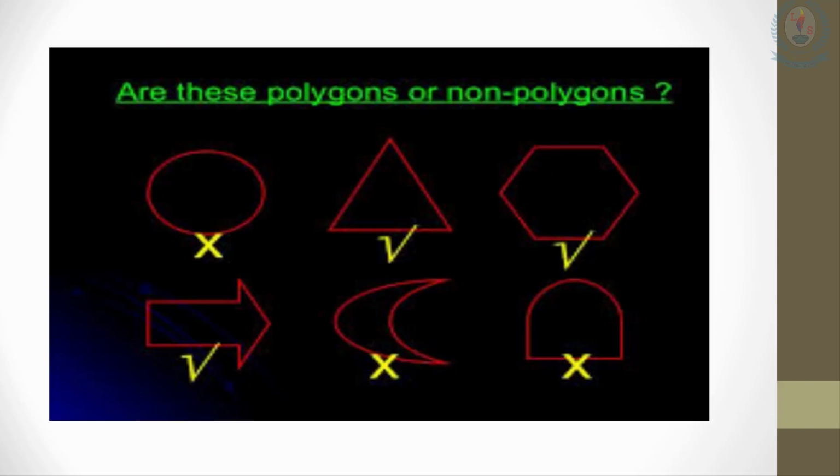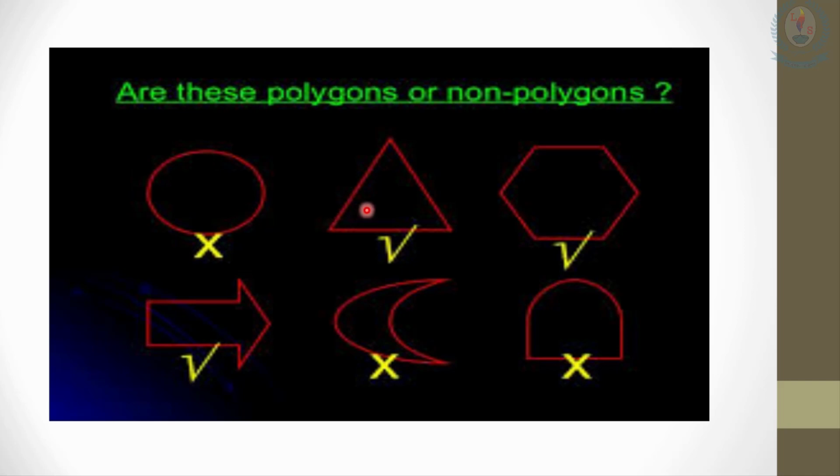Here there are some more examples about polygons. Let's see, are these polygons or non-polygons? Look at the first one. That is an oval shape figure. Oval or circular shapes we don't consider as polygons because there are no straight lines. Although it's a closed figure, it has only a curved line. So it's not a polygon. Remember, the circle and oval are not polygons.